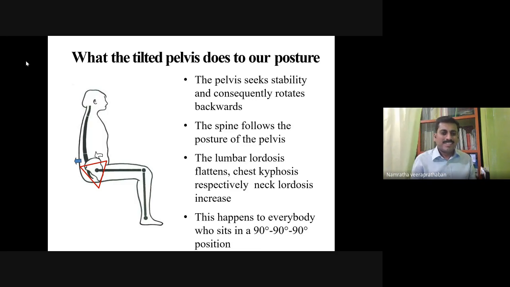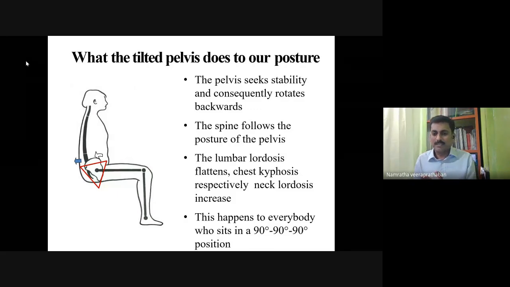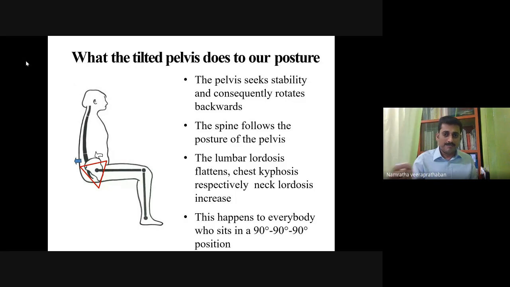When you sit with a posteriorly tilted pelvis, the pelvis seeks stability and constantly rotates backward. Because the pelvis tilts backward, the spine, which is on top of the pelvis, also follows it. Because it follows the pelvis, the lumbar lordosis is gone, it flattens. Chest kyphosis also increases. This is what happens when you sit in the 90-90 position in our day-to-day life.